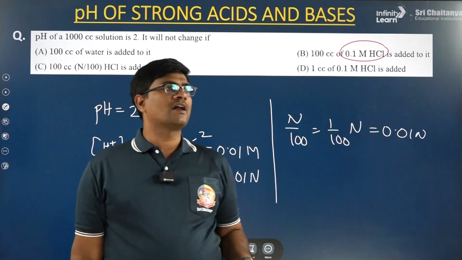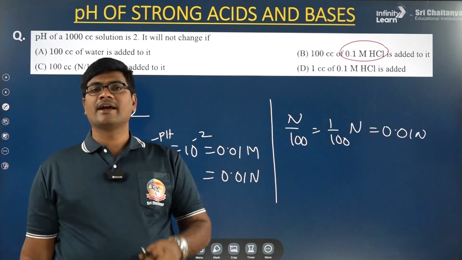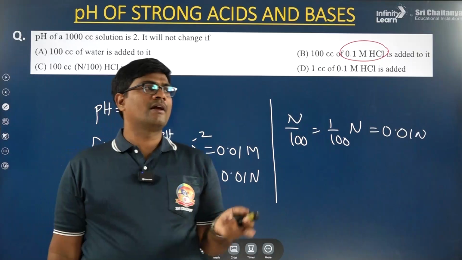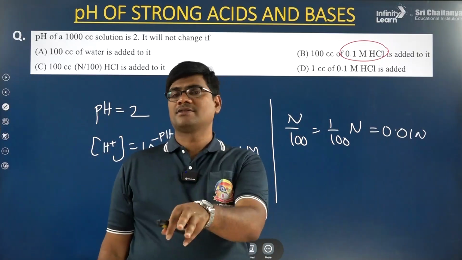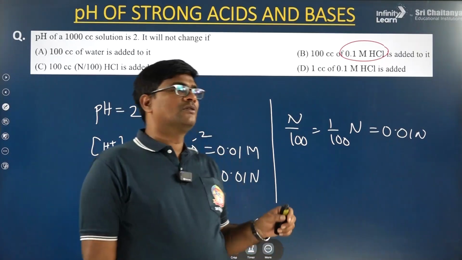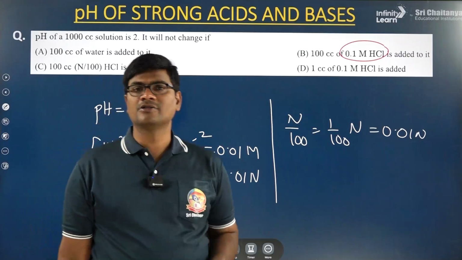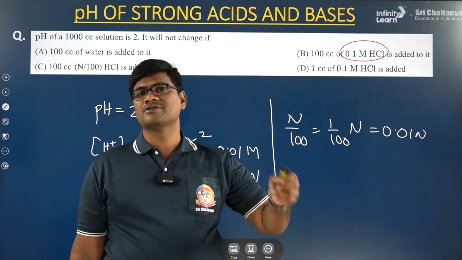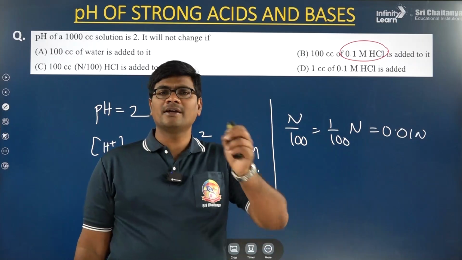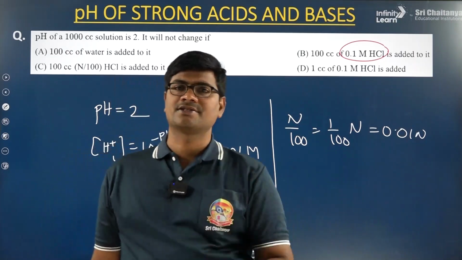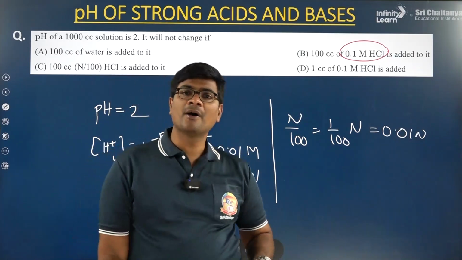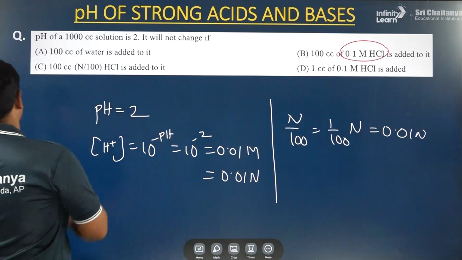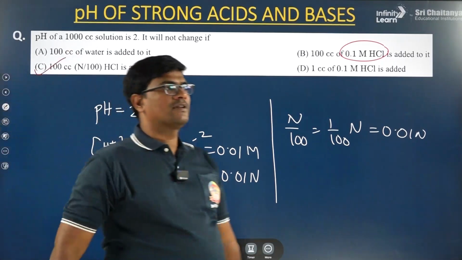So, obviously, they are adding 1 cc of 0.1 molar HCl. Again, they are adding a solution of different concentration. Therefore, if you take a solution of pH 2, or a solution of concentration 0.01 normal, and add the same type of solution with same concentration, then there is no change in the pH. Therefore, what is the right answer? The right answer is C. Let's go for the next.